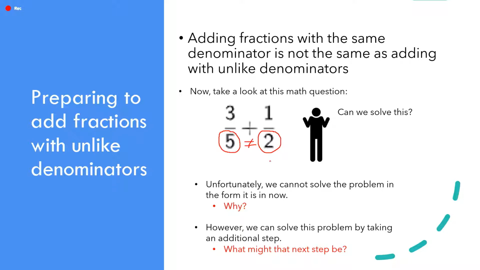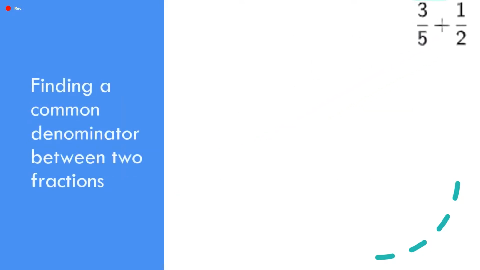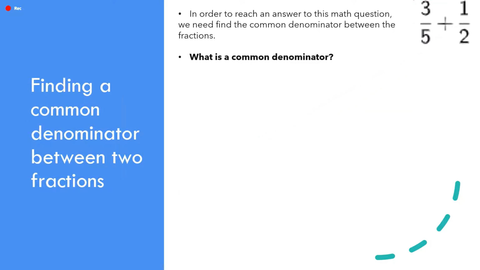But the reason why we can't solve it right now is because these denominators are not the same, so they aren't representing the same whole. So this is representing half of a whole. This is representing 3/5 of a whole. And if we want to make an accurate description of how much of a whole or more than a whole it represents, we will have to have the same denominator in order to accurately identify that. So the next step that we must take is to find the common denominator between the fractions.